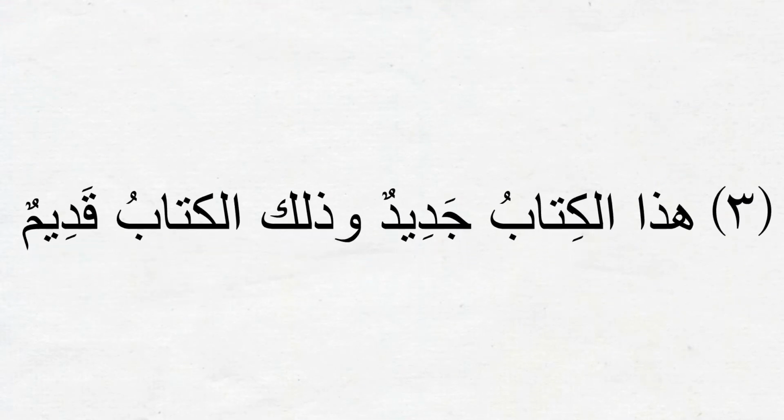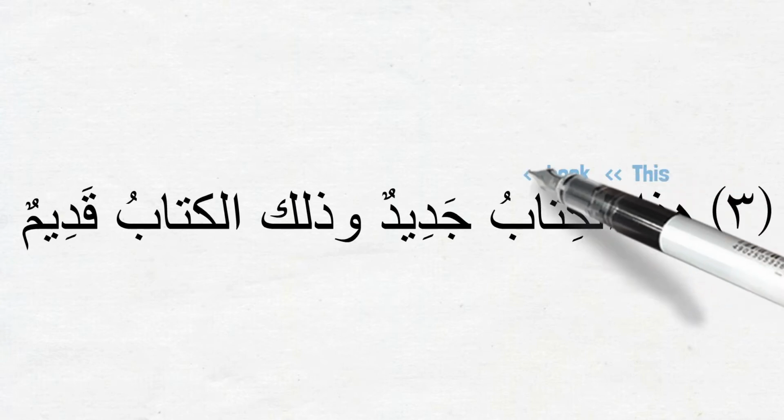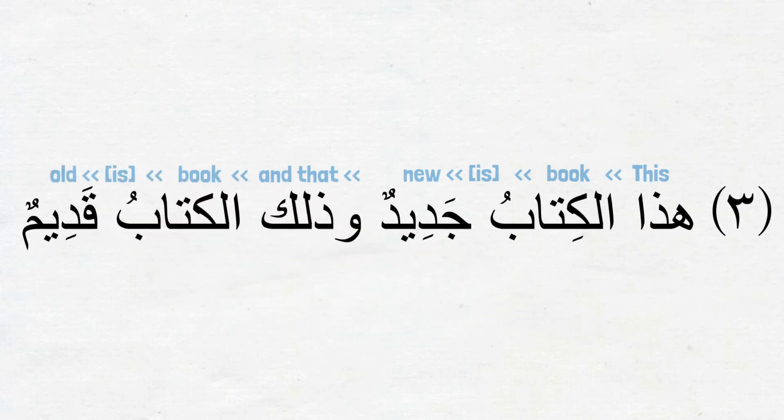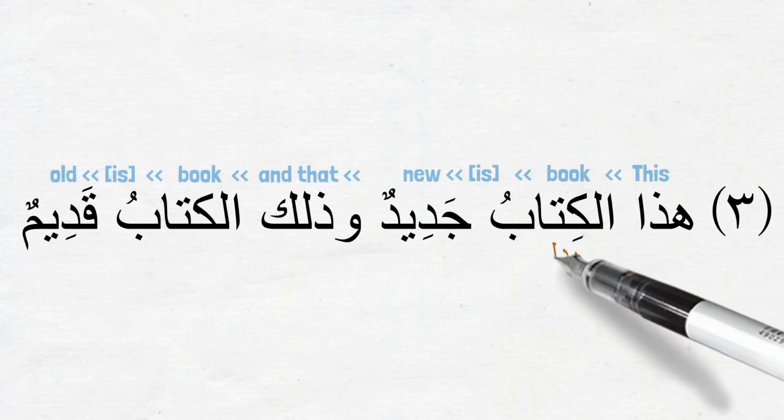Sentence 3. هذا الكتاب جديد وذلك الكتاب قديم. How would you translate these sentences? This book is new and that book is old. I hope you got it right. Now, can you identify the badal ism here? Al-kitabu. Very good.